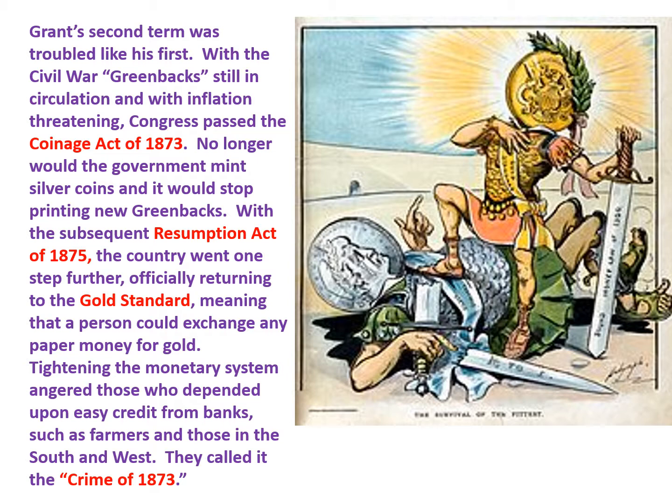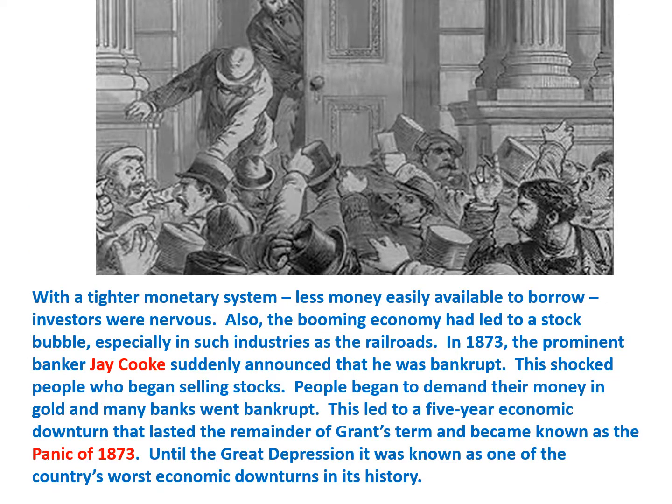Here you can see a cartoon, gold conquering silver. Silver's no longer going to be minted, and we're going back on the gold standard. With a tighter monetary system, less money easily available to borrow, investors were of course nervous. Also, the booming economy had led to a stock market bubble, especially in industries such as railroads. In 1873, the prominent banker J. Cook suddenly announced that he was bankrupt.